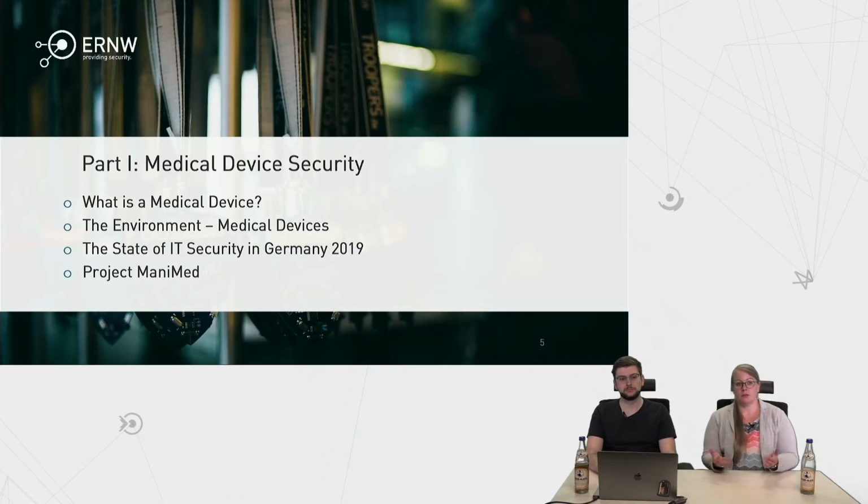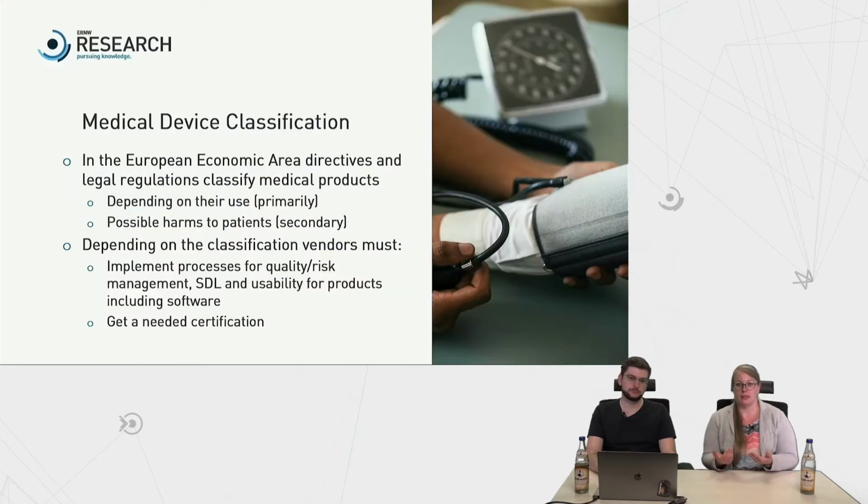So let's start with part one, the medical device security. So what is a medical device? Within the European area, medical devices are classified according to their primary use and safety risk. Therefore, medical devices are classified in different risk classes ranging from class 1 to class 3.